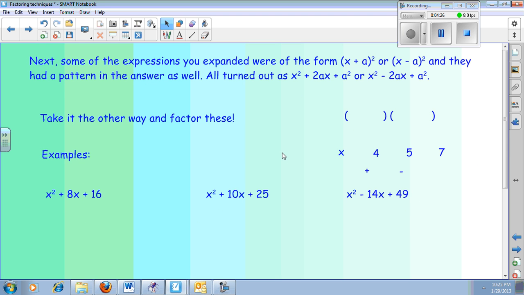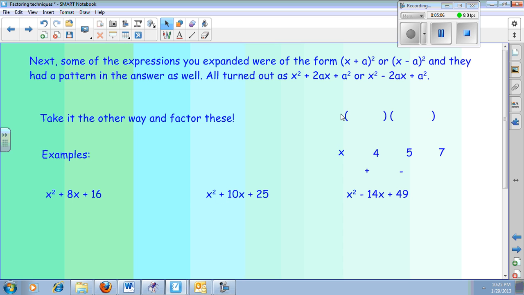Now, some of the expressions you expanded were of the form x plus a squared or x minus a squared. They were like perfect squares. And they had a pattern in the answer as well. They all turned out looking as x squared plus 2ax plus a squared, or x squared minus 2ax plus a squared. So we're going to look for the pattern. If you recognize it, it's wonderful. If not, the next technique can also apply back to these problems. So never fear. There's always a way to factor your expressions.